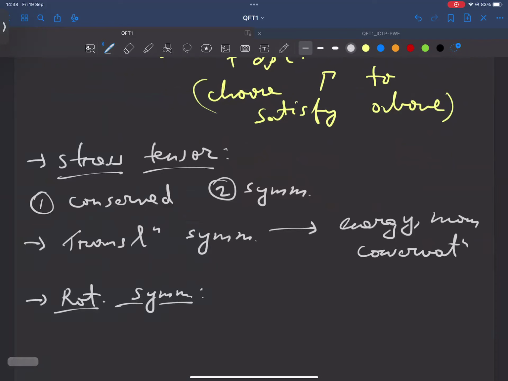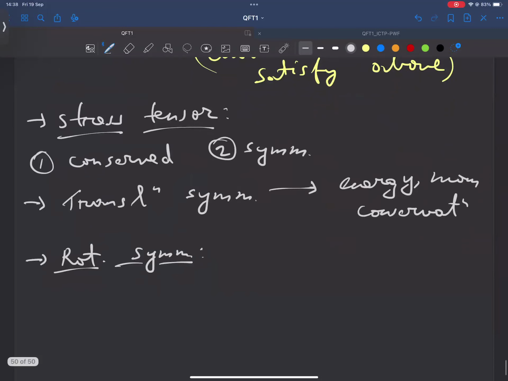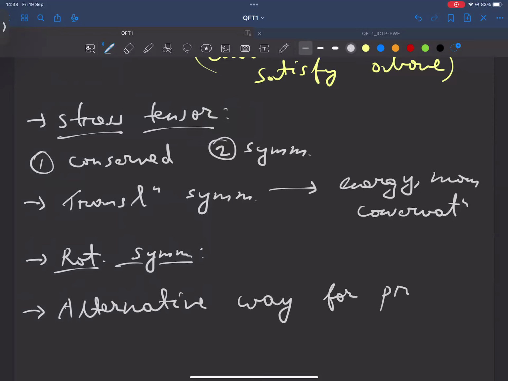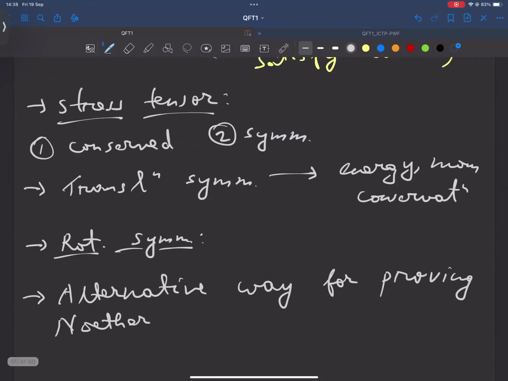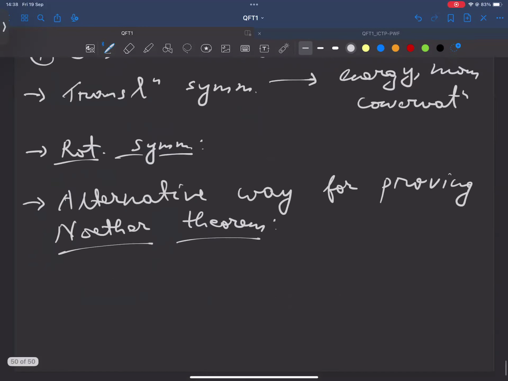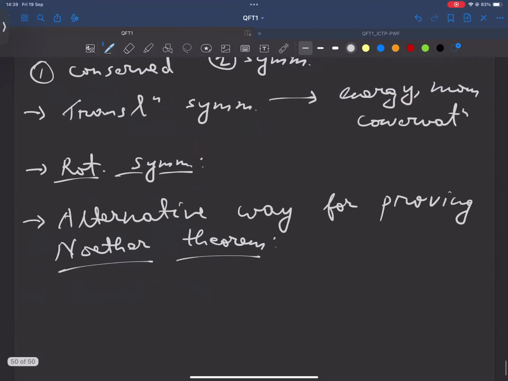So for that, let's do the following. Before doing this, I had promised you that I will derive Noether's theorem in a different way. Because the procedure that we did involved promoting the symmetry parameter to a function of space-time. So now we don't want to do that. Let us do it in a different way, and that way will help us to write down the Noether currents for rotational symmetry, okay?